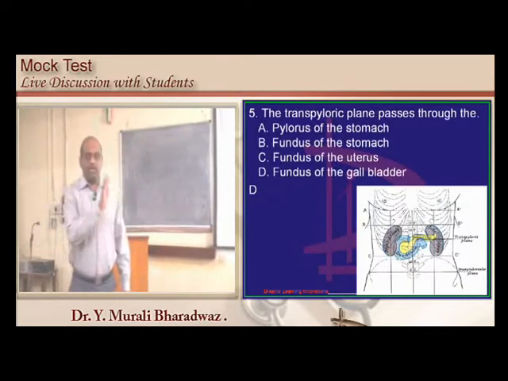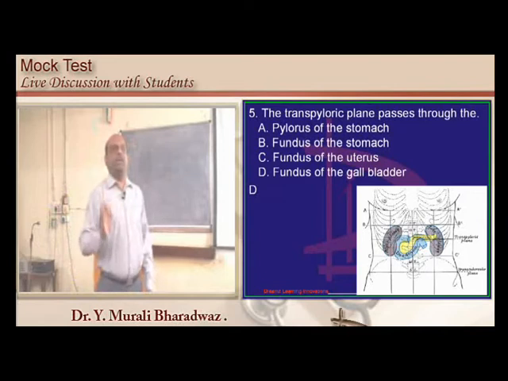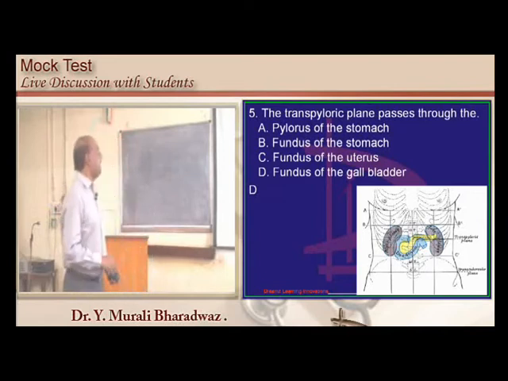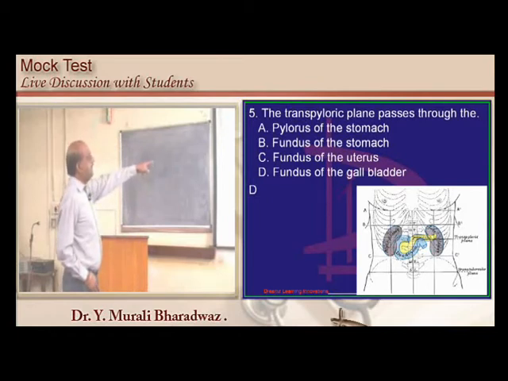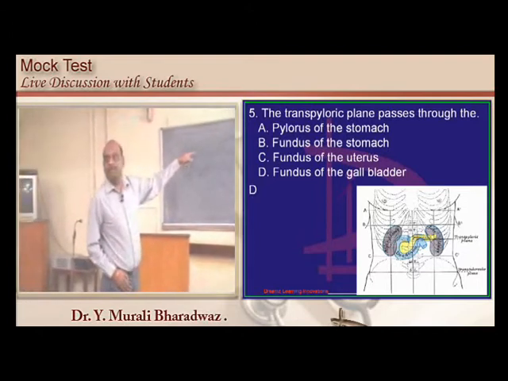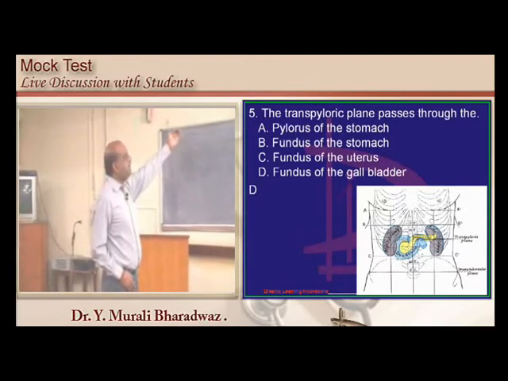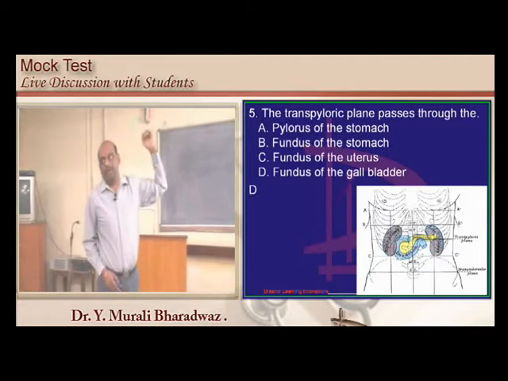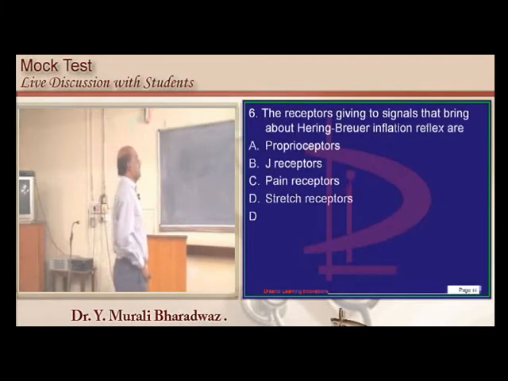Then what is the transpyloric plane, the transtubercular plane, how does it basically pass? You need to be very sure. It is the fundus of the gallbladder through which the transpyloric plane will be passing. So it is not related to the fundus of the stomach or to the cardiac end of the stomach. That's what you have to be 200% sure.